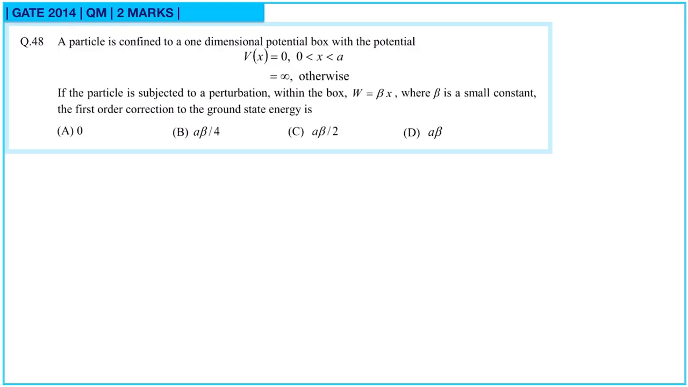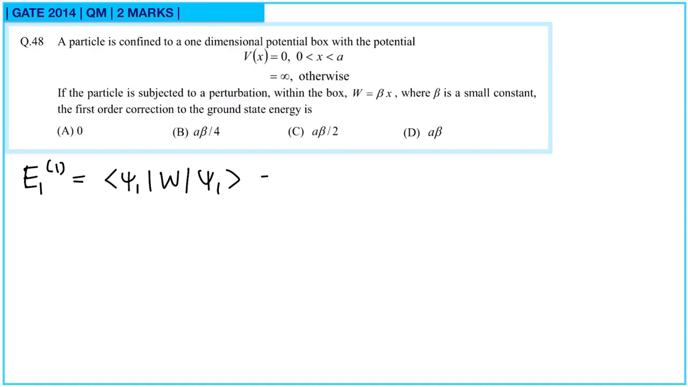Next question. A particle is confined to a one-dimensional potential box with a potential V of x equal to 0 in the range 0 to a and infinite otherwise. So this is an infinite potential well. If the particle is subjected to a perturbation within the box, W is equal to beta x, where beta is a small constant, then the first order correction to the ground state energy is. Now the first order correction E1 superscript 1 is equal to ⟨psi 1| the perturbing function |psi 1⟩.